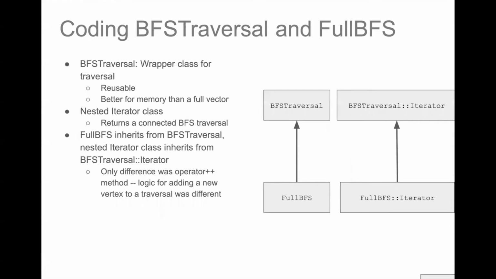So for coding the BFS traversal and the full BFS, we implemented a class BFS traversal as a wrapper so that it's reusable and it's better for memory than a full vector. And we have a nested iterator class, which is the actual iterator that does the traversing. And we have a full BFS, which inherits from BFS traversal, which only does the connected one. And we have a nested iterator for full BFS as well, since the only difference was the operator plus plus method. Next slide.